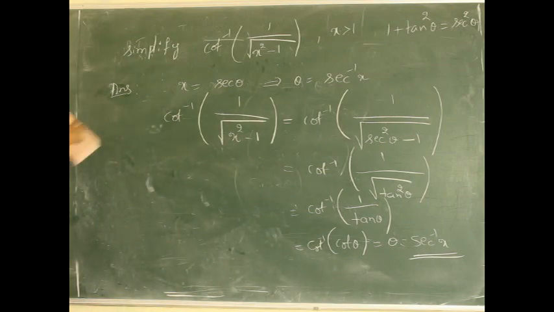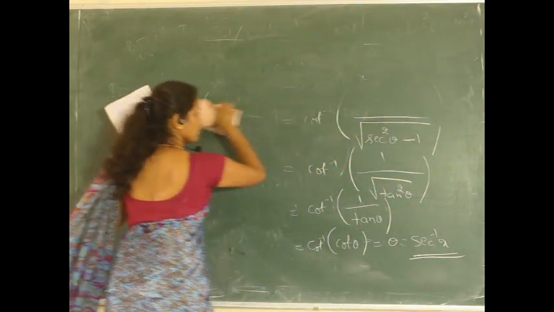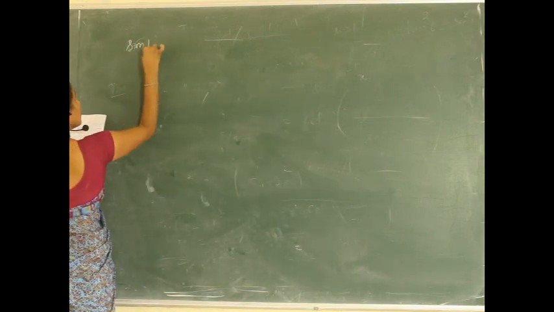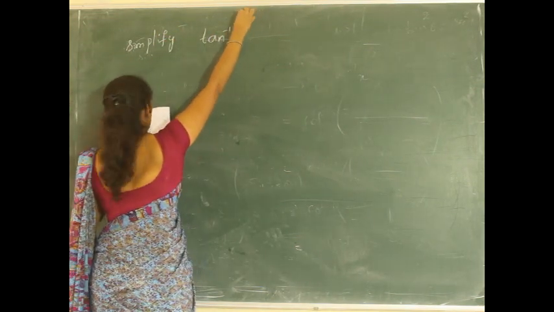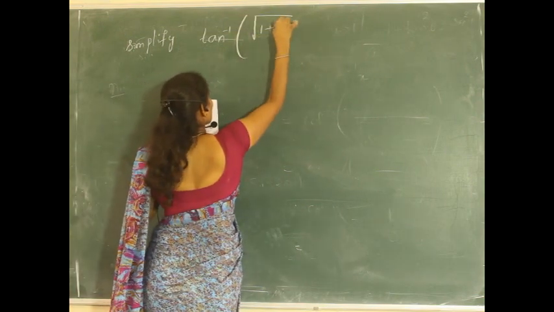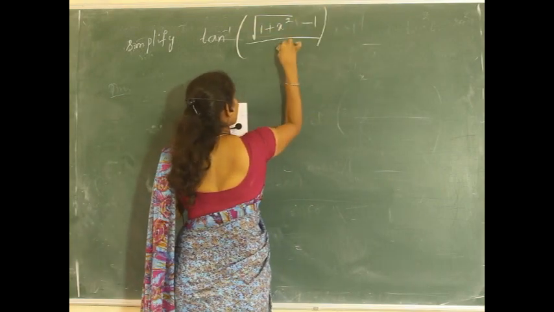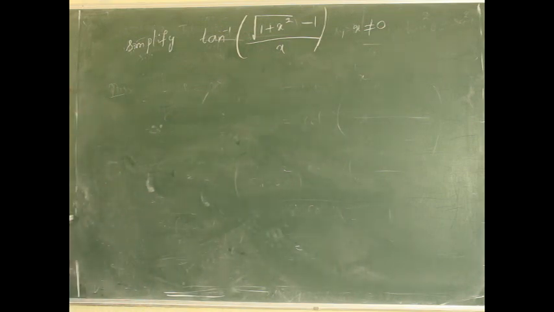So next one will be: simplify tan inverse of root of 1 plus x square minus 1 divided by x, x is not equal to 0.